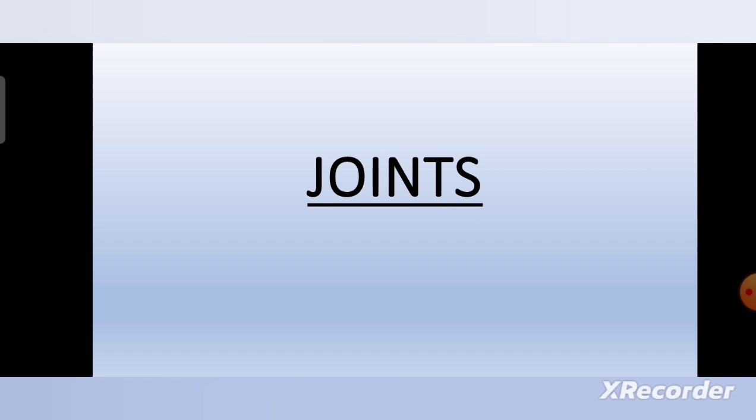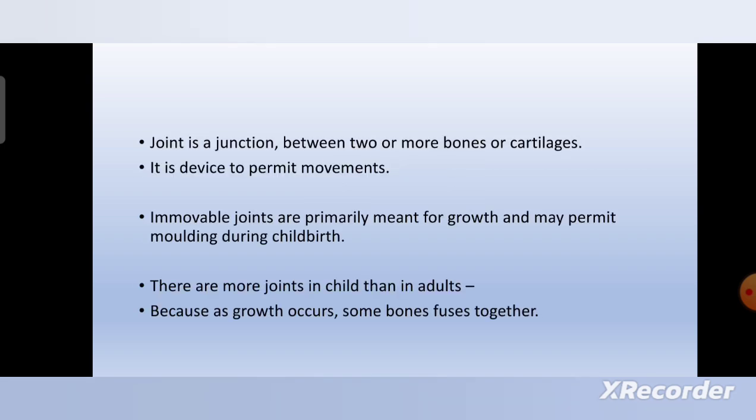So in this presentation, we'll talk about the topic joints. So first is, what is joint? Joint is a junction between two or more bones or cartilages. And with the help of joint, it helps to do movement in the body. And immovable joints are primarily meant for growth and may permit molding during childbirth.